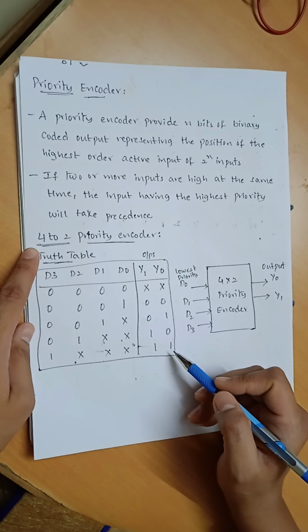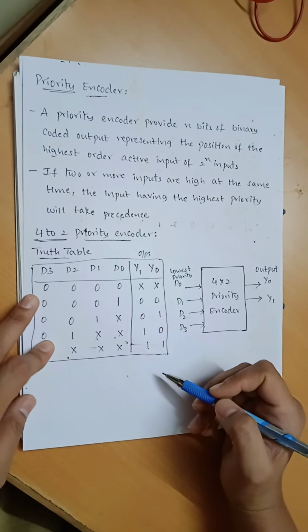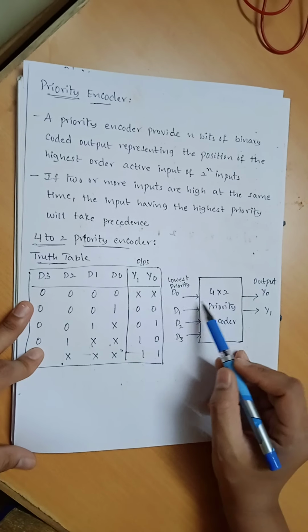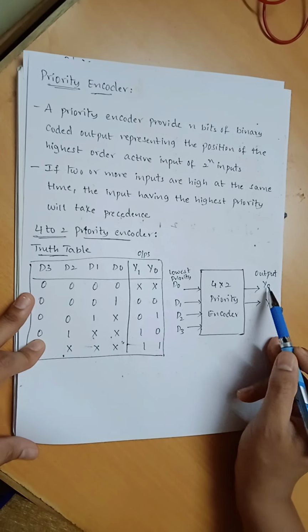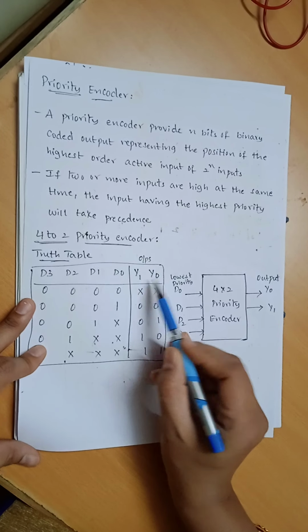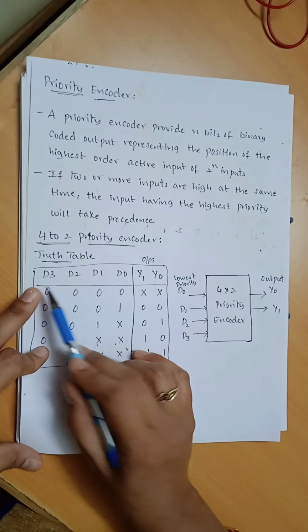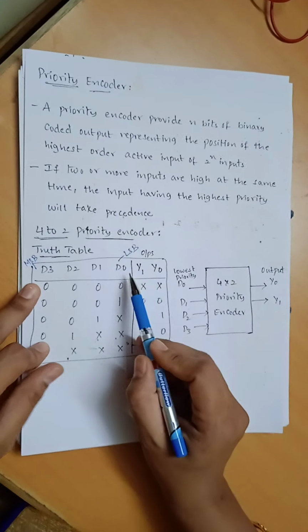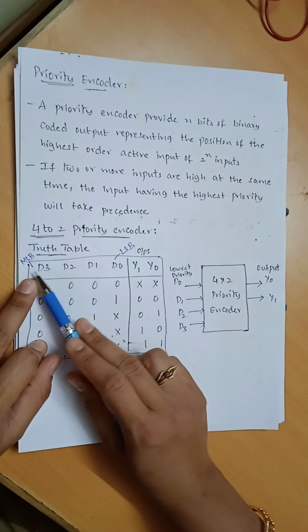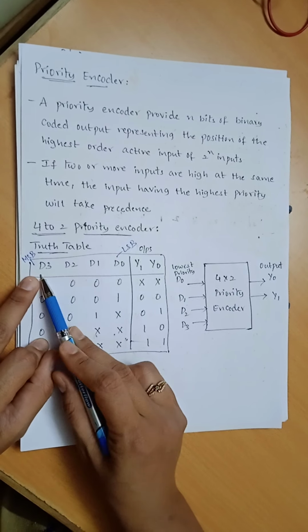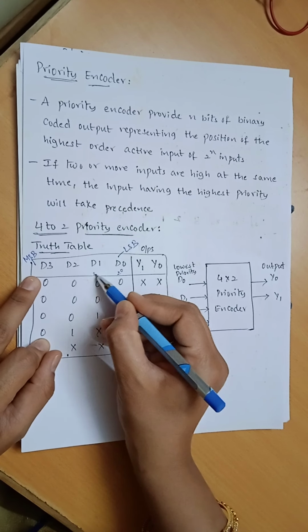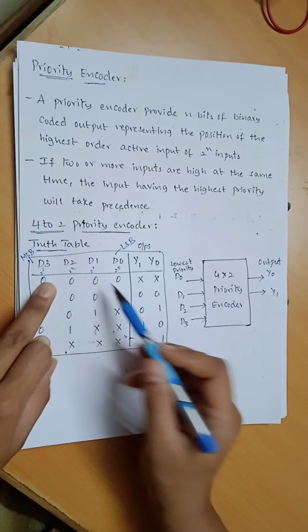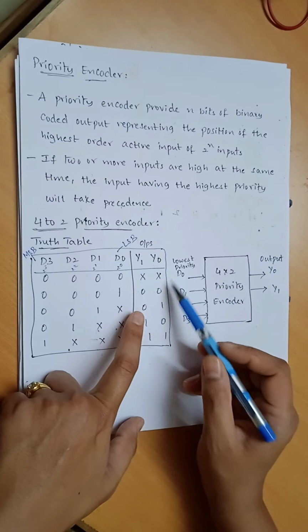Let us start with the 4 to 2 priority encoder. This is how the truth table will look like. Number of inputs is 4, number of outputs is 2. Outputs are given as Y1, Y0 and inputs D0 to D3. D0 is the LSB and D3 is the MSB, so for the LSB the 2 power value is less compared to the MSB. In the same way, the 2 power values are 2 power 0, 2 power 1, 2 square, 2 cube. Depending on the priority of the 2 powers, the corresponding output will be coded here.